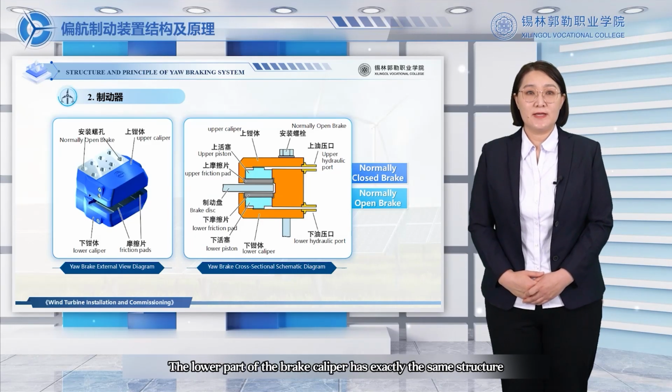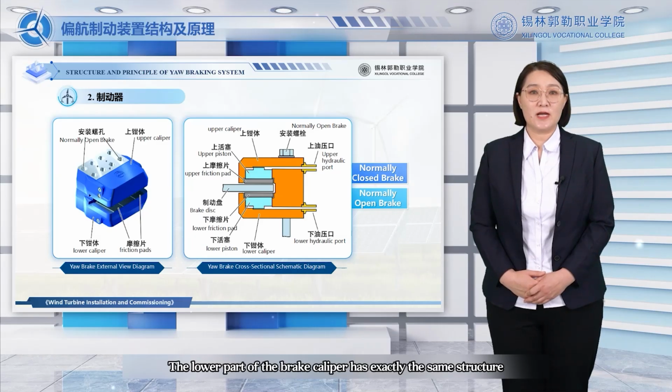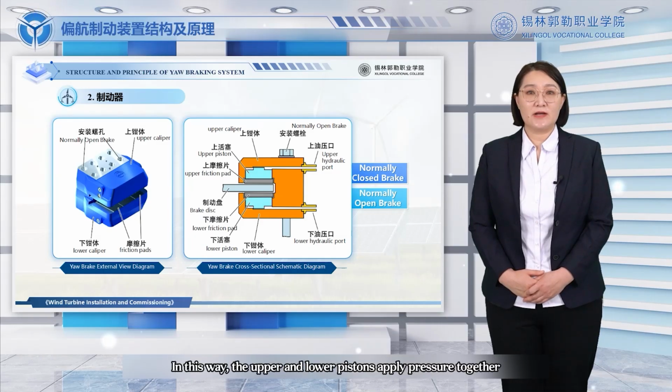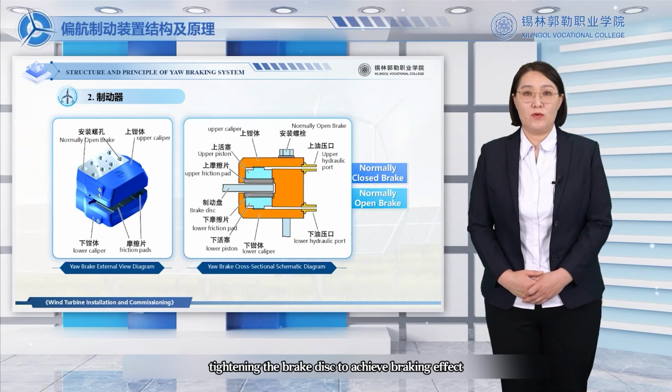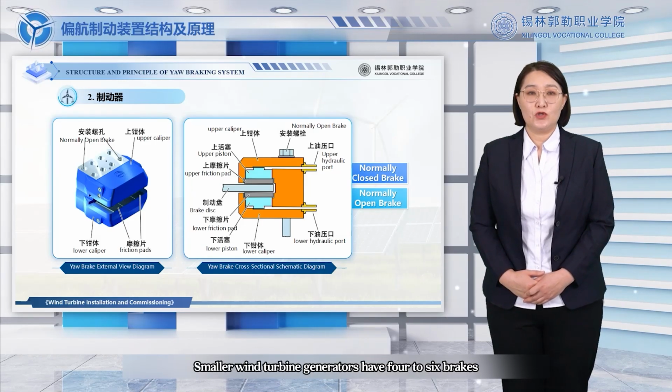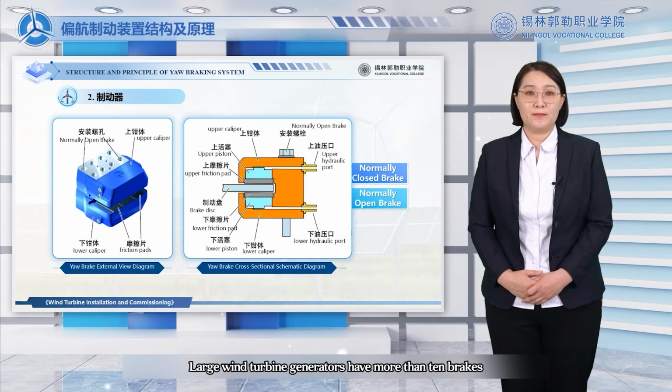The lower part of the brake caliper has exactly the same structure. High-pressure oil enters the piston cylinder, pushing the piston to move upward. In this way, the upper and lower pistons apply pressure together, tightening the brake disc to achieve the braking effect. Usually, each yaw brake has 3 piston cylinders on the top and bottom respectively. Smaller wind turbine generators have 4 to 6 brakes. Large wind turbine generators have more than 10 brakes.